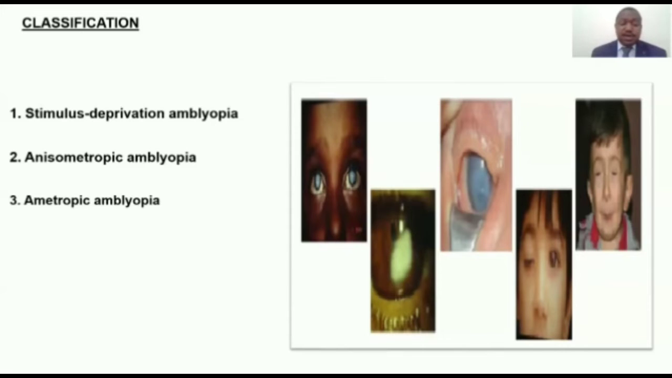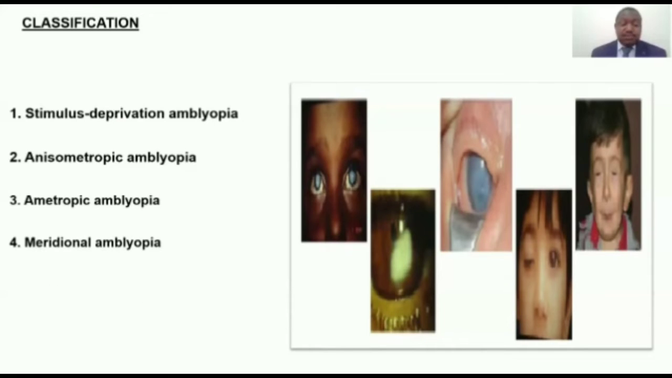Yes, ametropic amblyopia from refractive error. If a high uncorrected refractive error begins or starts during the first years of life, it could lead to development of amblyopia. This is due to the effect of the blurred retinal image. The effect of the blurred retinal image could lead to development of amblyopia.